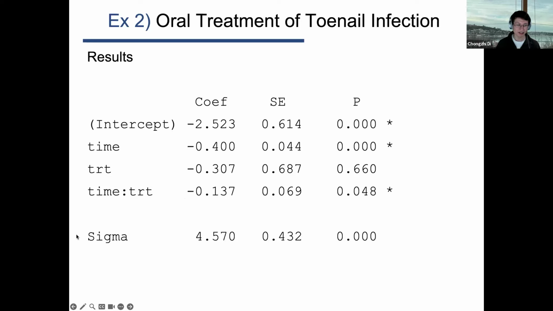And then sigma is the standard deviation for the random effects. Sigma in this case is estimated to be 4.5, which is pretty strong, indicating that there seems to be evidence of pretty strong within subject heterogeneity.